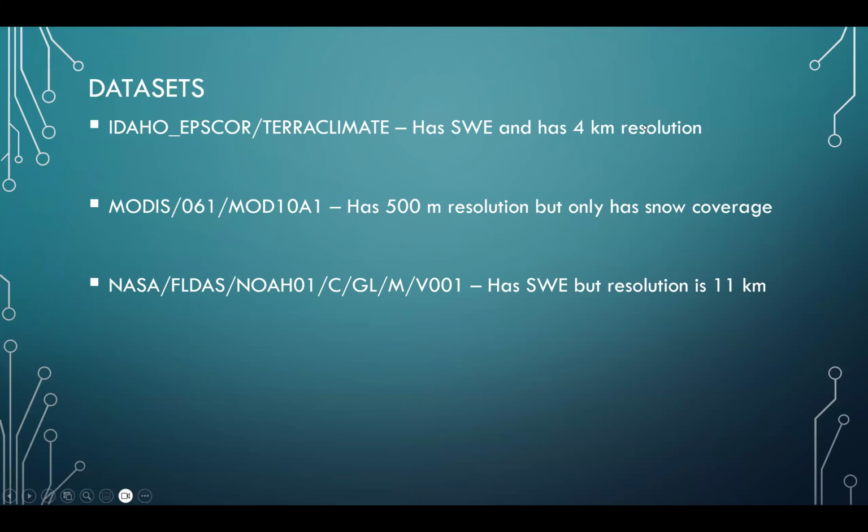Let's go from there. Data sets were few and far between for snow water equivalent, and the ones that did have snow water equivalent, the resolutions were quite large. You can see 4 kilometers and 11 kilometers. So not great. I did find something from MODIS that was 500 meters, but it only had snow coverage. I do show some images using that because it gives you a better idea of how much snow there actually is in certain years. But it's not snow water equivalent, and I'll show you that when we get there.